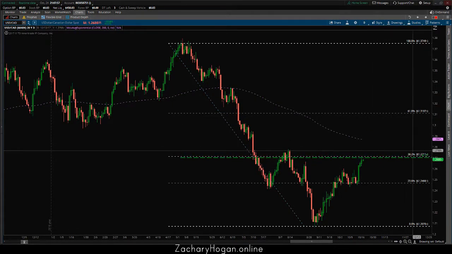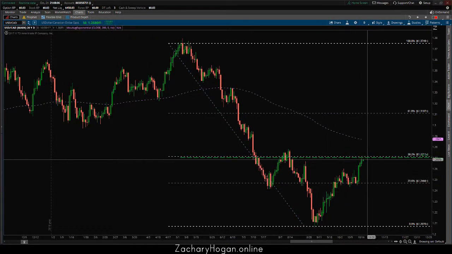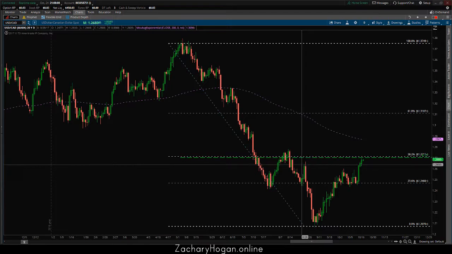It's lining up with our 38.2 Fibonacci, and on the daily we are having a lot of bullish momentum. We're getting some higher highs considering what happened here, and really I would be expecting this bullish momentum to continue at least until after the news release at 10 a.m.